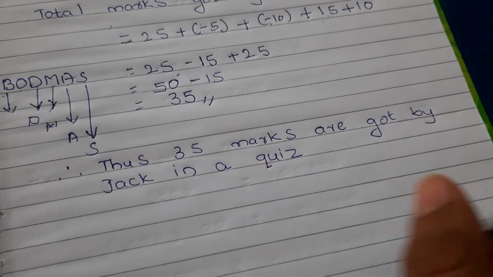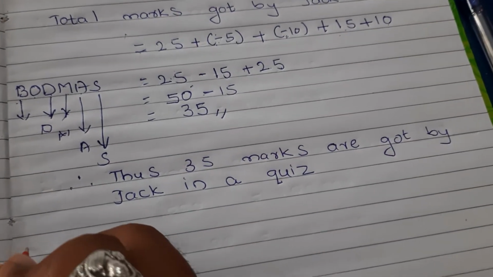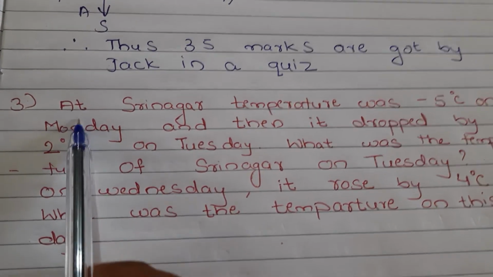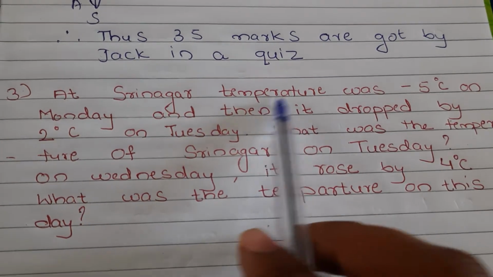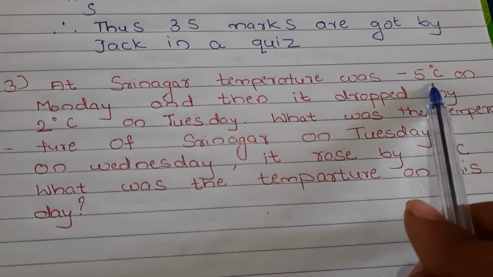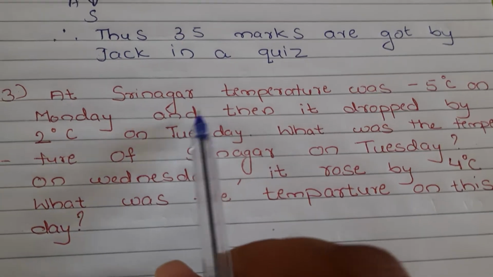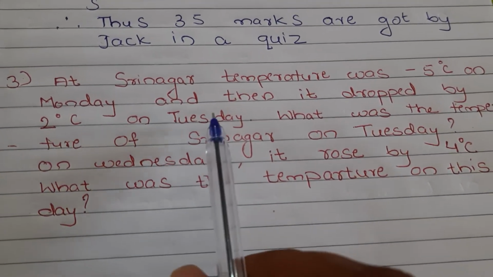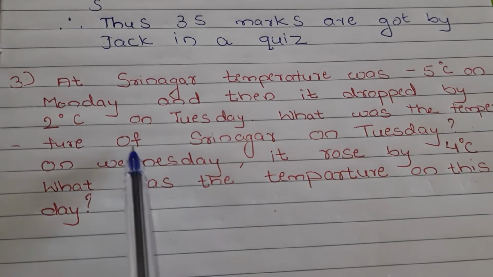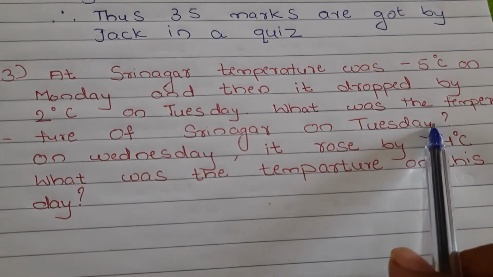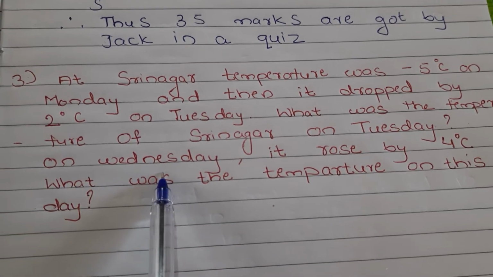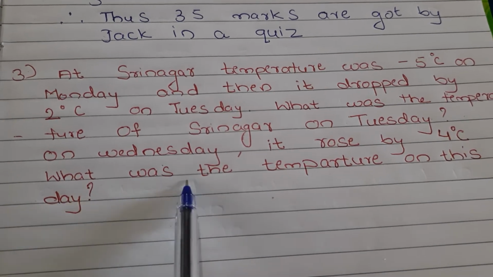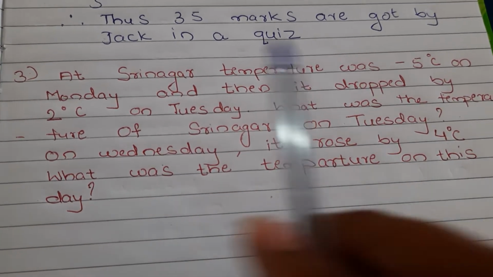Now next, third main. Next I will teach third main. Now the third main, the given question: in Srinagar the temperature was minus 5 degrees Celsius on Monday, and then it dropped by 2 degrees Celsius on Tuesday. What was the temperature of Srinagar on Tuesday? On Wednesday, it rose by 4 degrees Celsius. What was the temperature on this day?